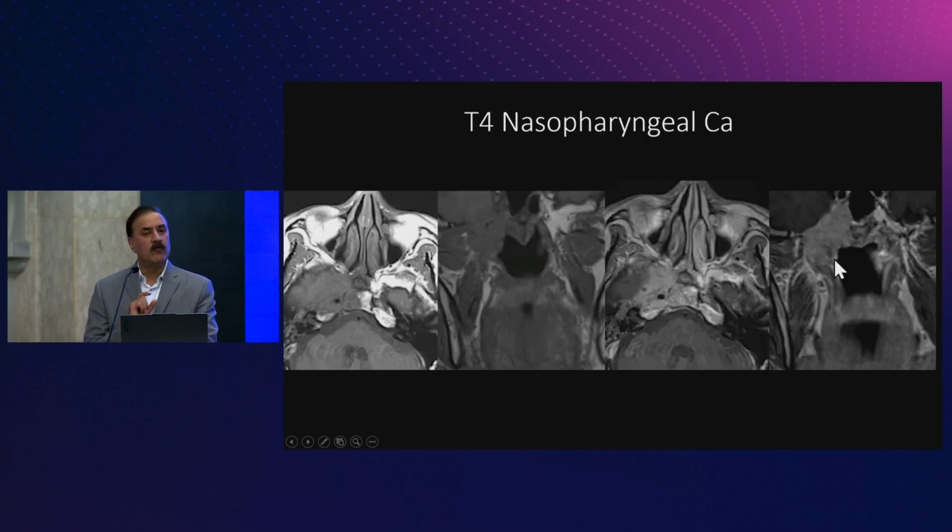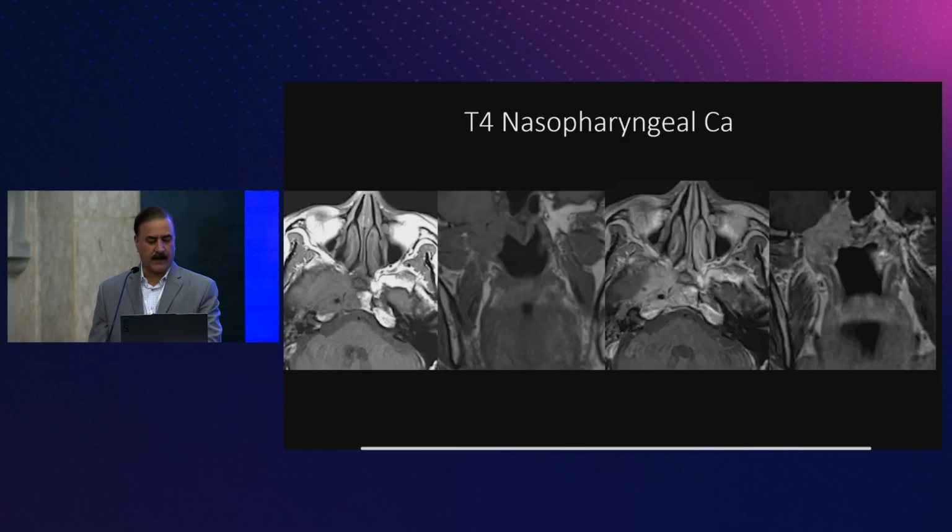Once you have involvement of the inferior sulcus of the cavernous sinus, that is cavernous sinus infiltration. You don't have to go by those three lines, medial, median, and lateral. Inferior sulcus by itself is infiltration of the cavernous sinus. So that's a T4 disease right there.